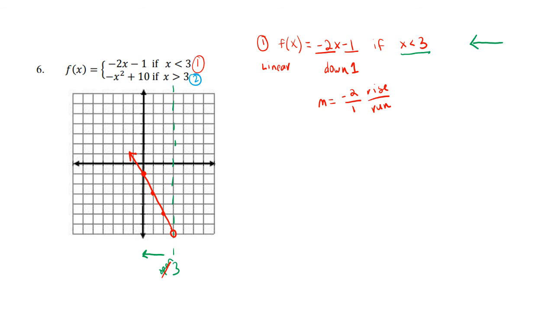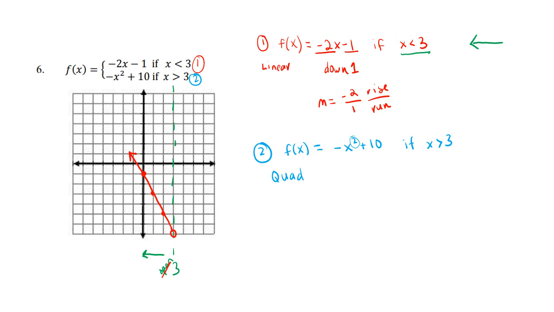But that's the first piece of your restricted graph. Now we look at the second part. That's the second equation. F of x equals -x squared plus 10. That'll be fun. If x is greater than 3. So we look at it. It's quadratic, because it's squared. So that means it's going to be a u.